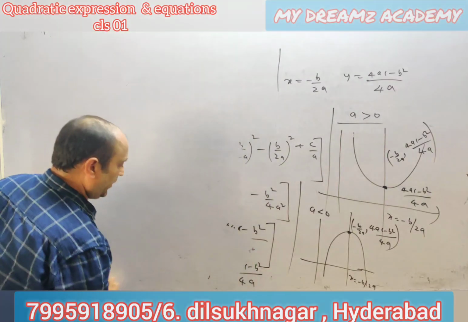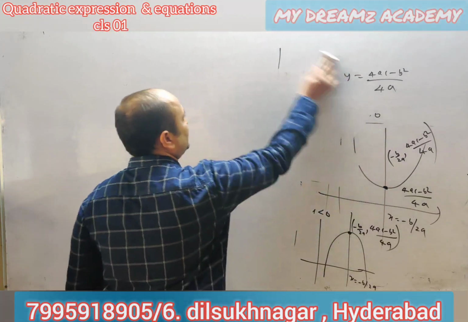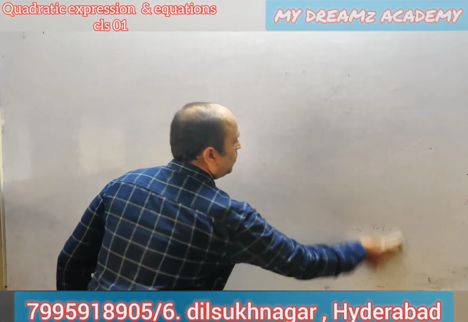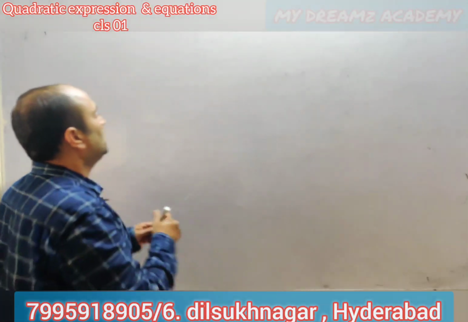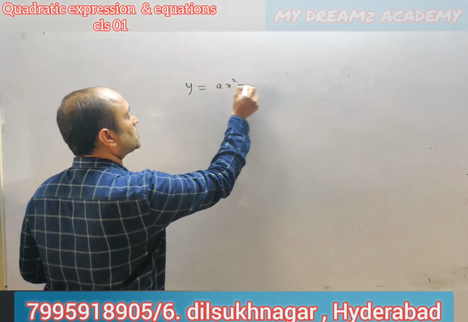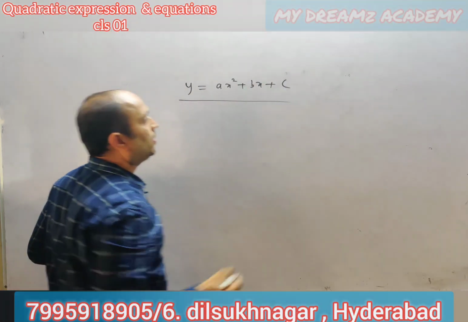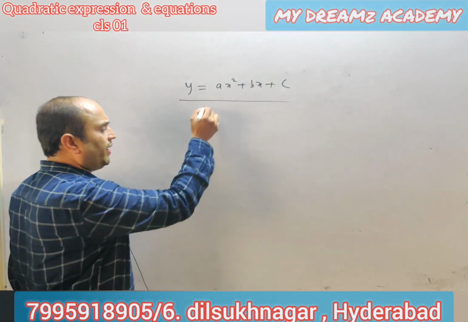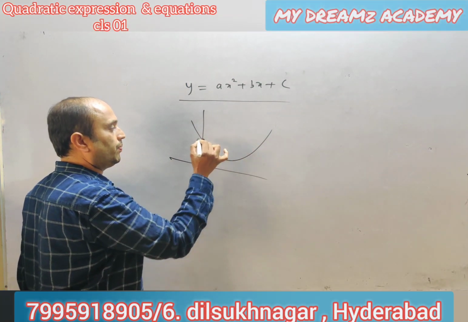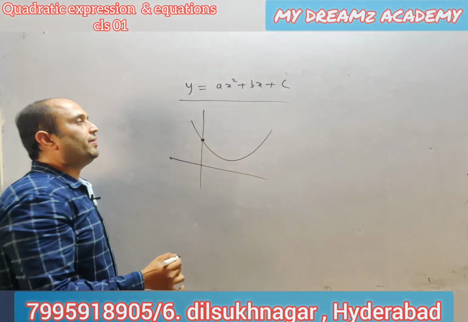So now I want to explain another, different concept: the y-intercept. Suppose y is equal to ax square plus bx plus c, a quadratic expression. Now I want to find the y-intercept. What is the y-intercept? This distance from the origin to this point is called the y-intercept.